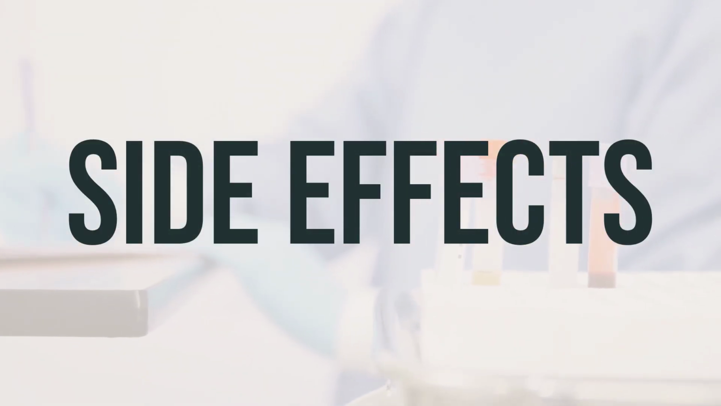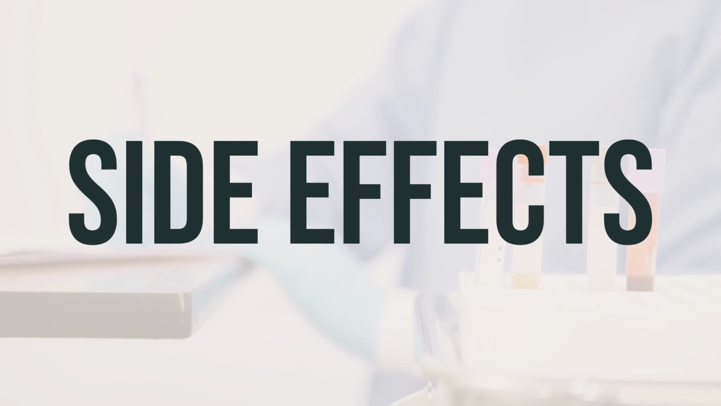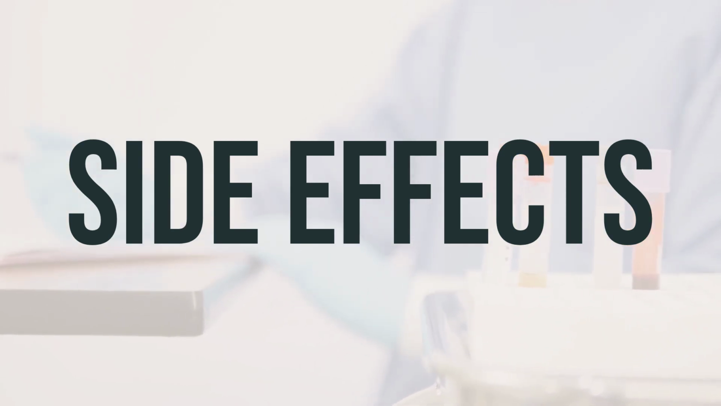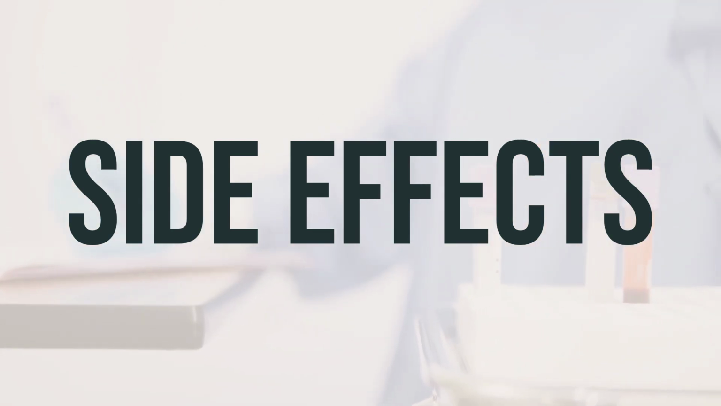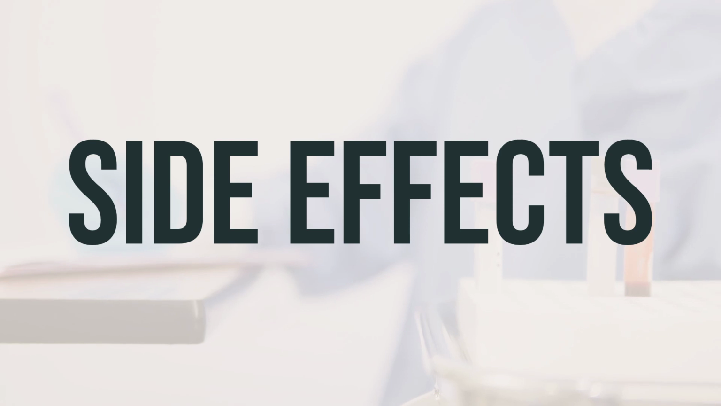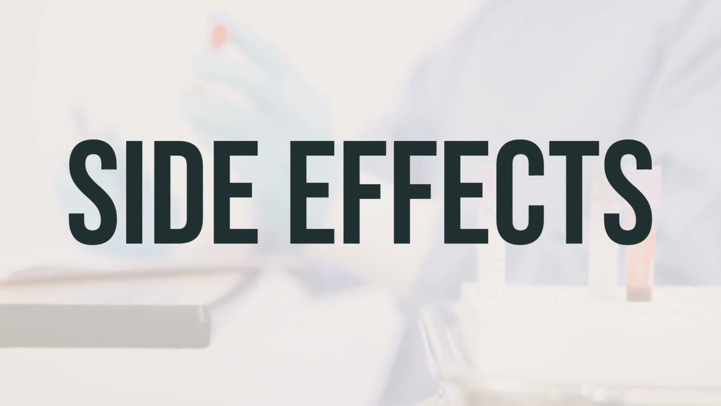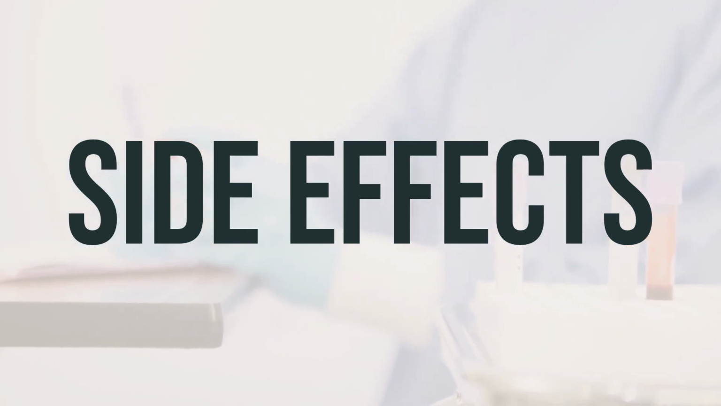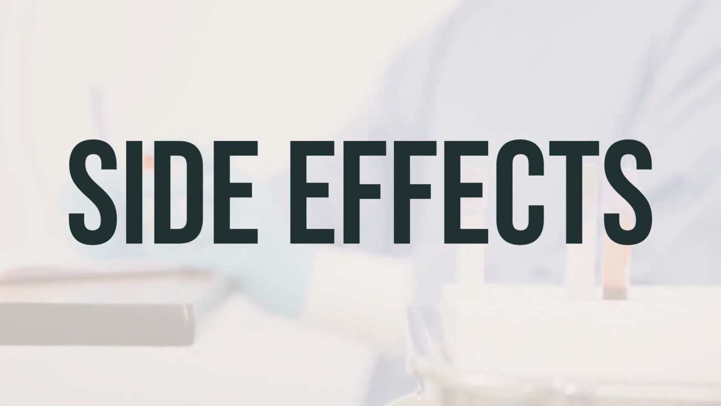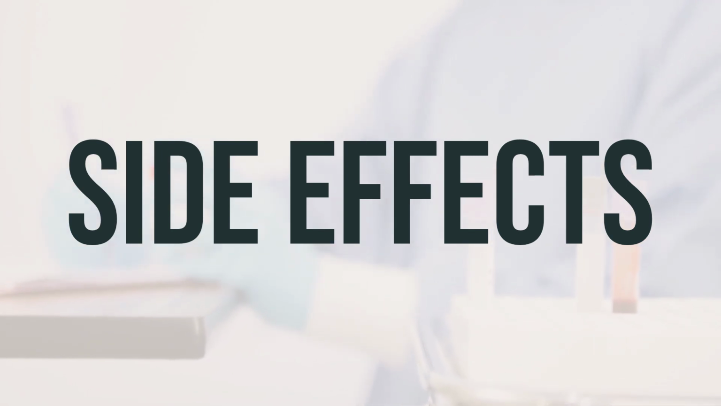Some common side effects of Osilodrostat 10 mg tablet may include nausea, vomiting, diarrhea, stomach/abdominal pain, dizziness, tiredness, headache, muscle ache/pain, or loss of appetite. If any of these effects persist or worsen, it's important to talk to your doctor. Your doctor may adjust your dosage or advise you to stop taking this medication.